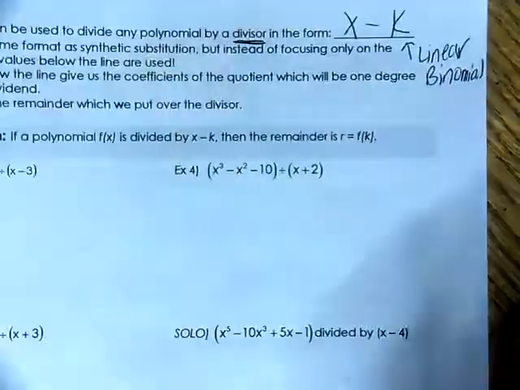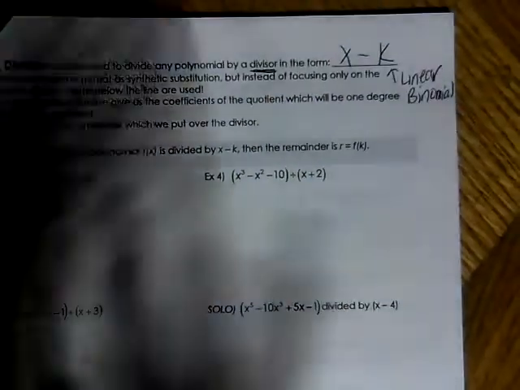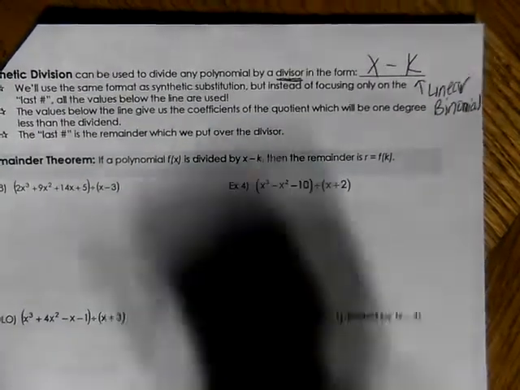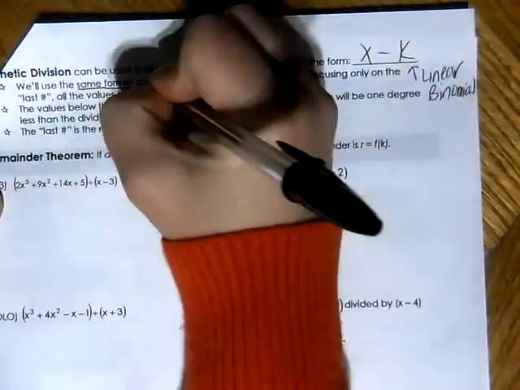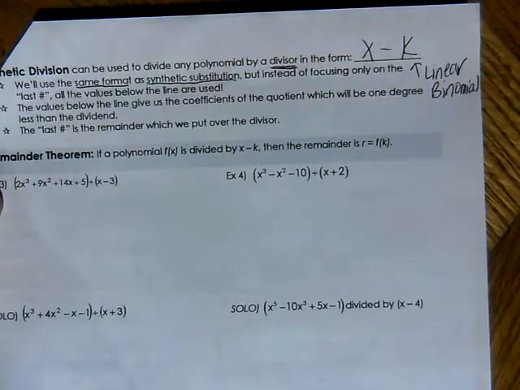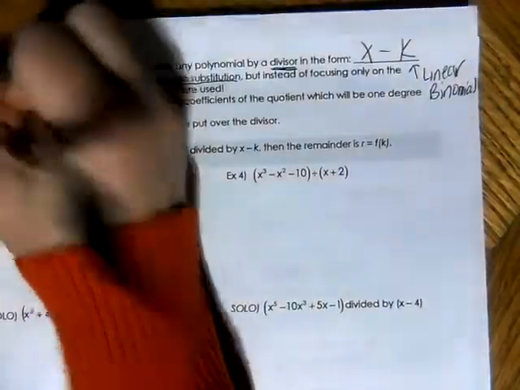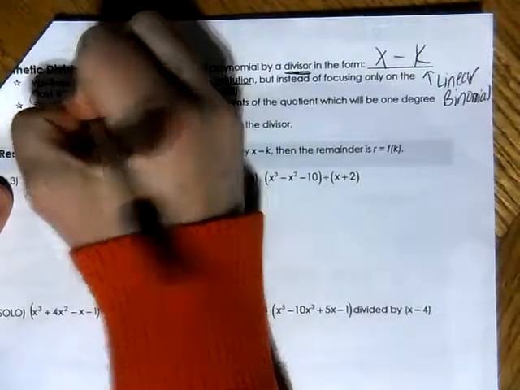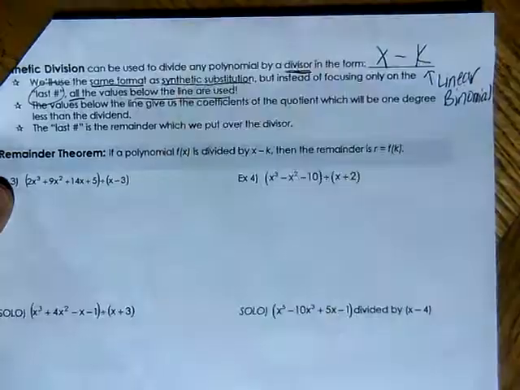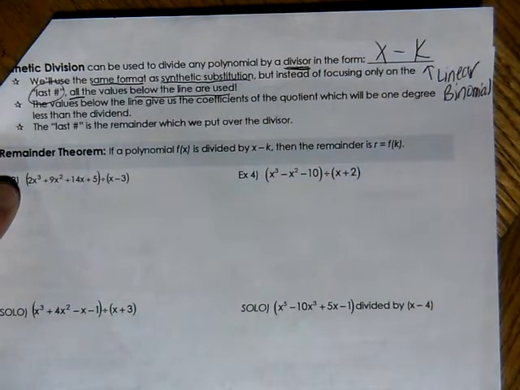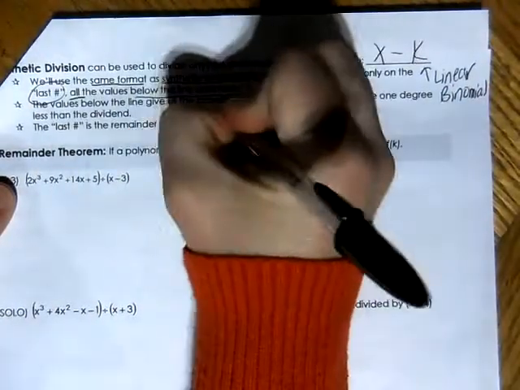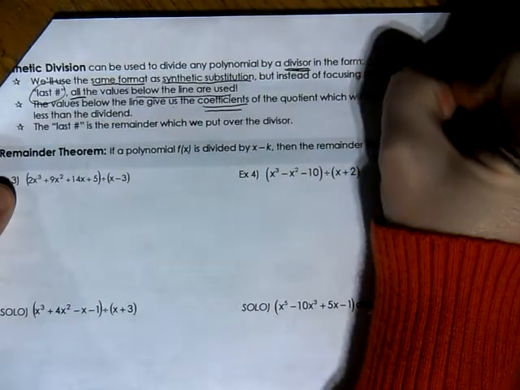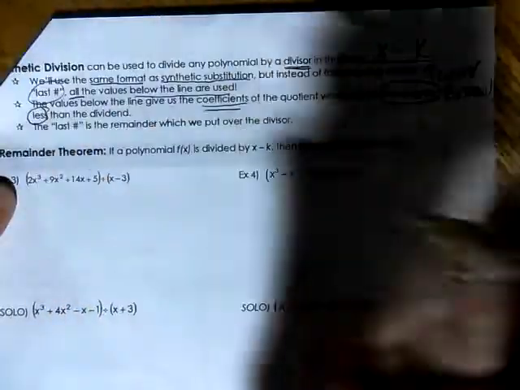So if you're dividing by a linear binomial, that is the only time when you're allowed to use synthetic division. We'll use the same format as synthetic substitution, but instead of focusing only on the last number like we did when we were working with synthetic substitution, all of the values below the line are going to be used. Those values below the line give us the coefficients of the quotient, which will be 1 degree less than the dividend.